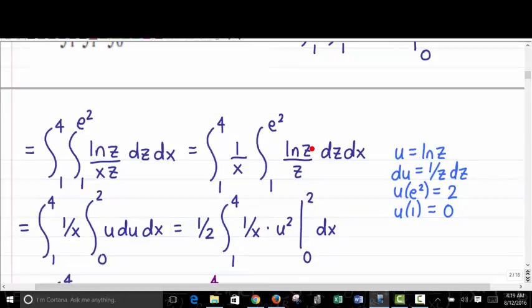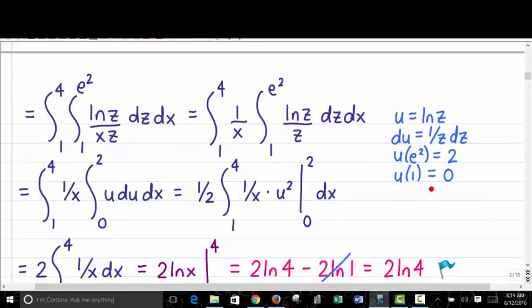Now this might look like it would be integration by parts, but it is not. It's just u substitution. If you let u equal natural log of z, your du would be 1 over z dz. And u of e squared, so ln and e, remember, are inverse functions, so they essentially cancel each other out. So ln of e squared would just be 2, and ln of 1 is always 0.